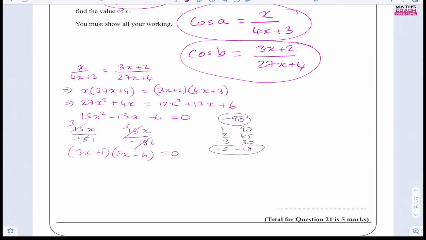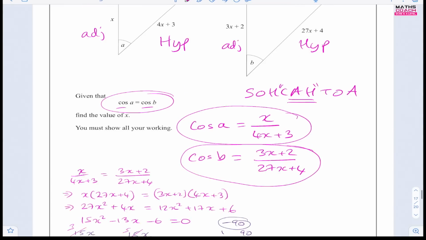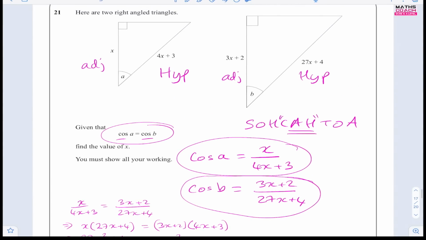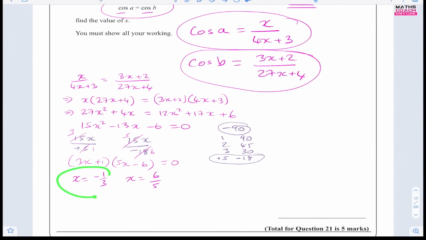So what do we have for our first bracket? We have x is equal to minus 1 over 3, and for the second one we have x is equal to 6 over 5. Now if you go back to the question, we have a side, a length, which is just x. So we can't have a negative value here because we'll have a negative length and we can't have that. So we'll only use that. So this is negative and lengths cannot be negative. So our value for x is 6 over 5 or 1.2.